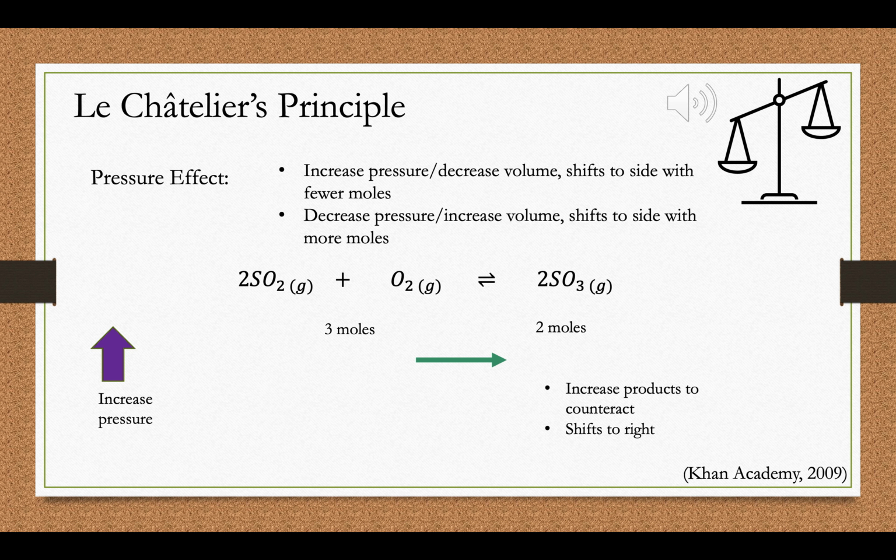Next, we will look at the pressure effect. If pressure is increased, which can also be done by decreasing volume, the reaction will counteract by shifting to the side with less moles to restore equilibrium. If pressure is decreased, which can also be done by increasing volume, the reaction will shift to the side with the most moles. In our example, when pressure is increased, the reaction shifts to the products, as the product side has less moles than the reactant side.